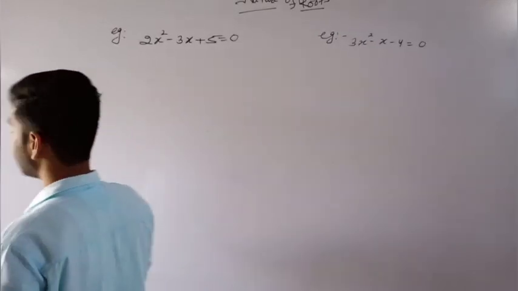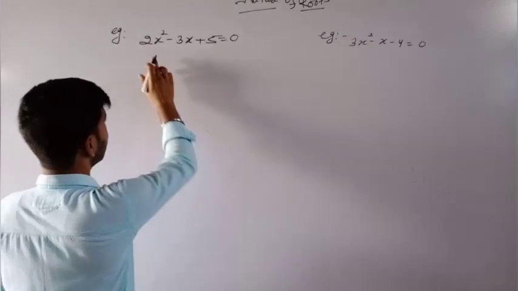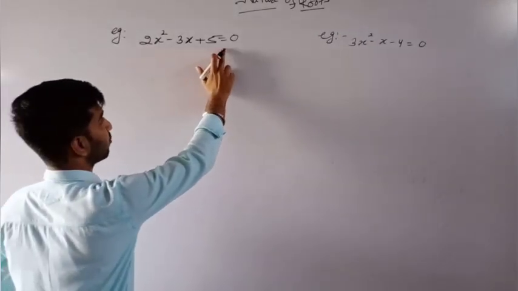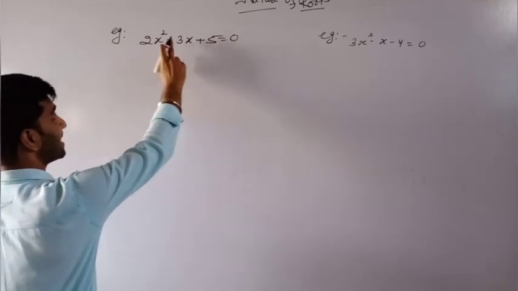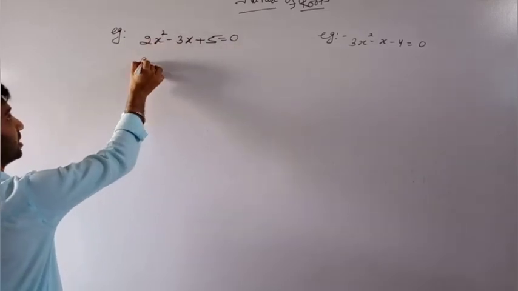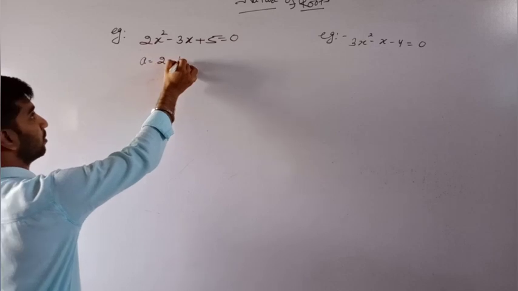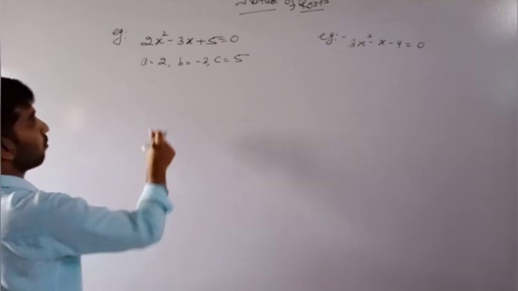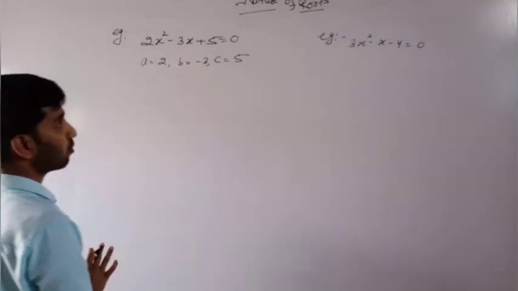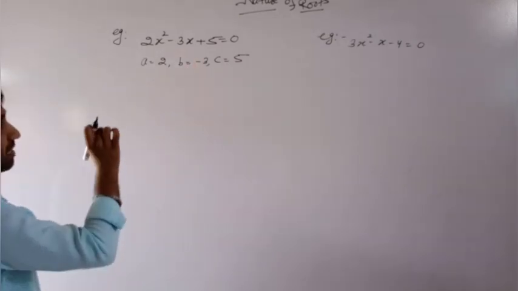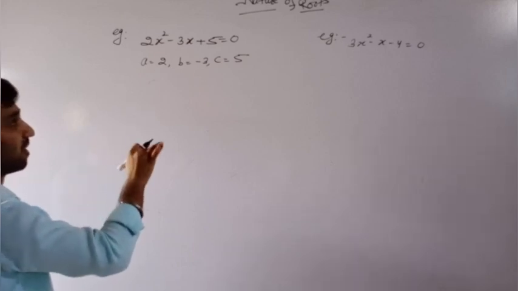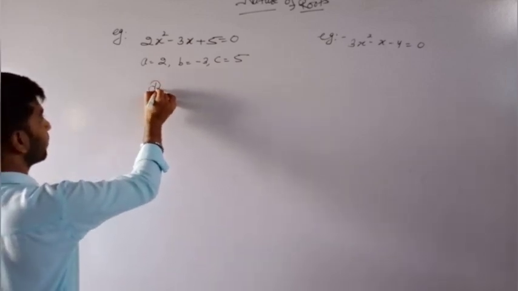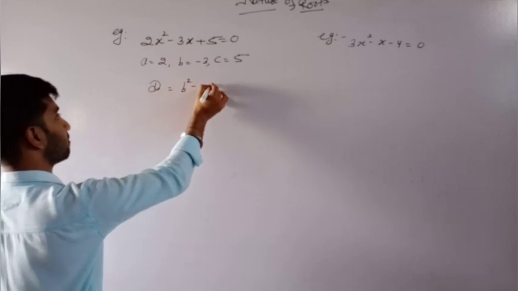Our next example is 2x square minus 3x plus 5 is equal to 0. Here we can see that it is a quadratic equation in which a, the coefficient of x square, is 2, b, the coefficient of x, is minus 3, and the constant term c is 5. Now if we want to find the nature of roots of this quadratic equation, we have to find the value of d, the discriminant, b square minus 4ac.